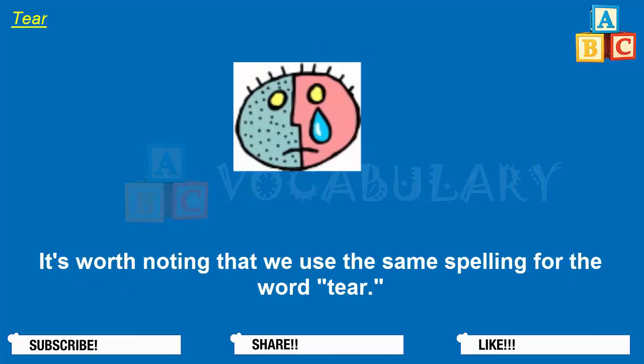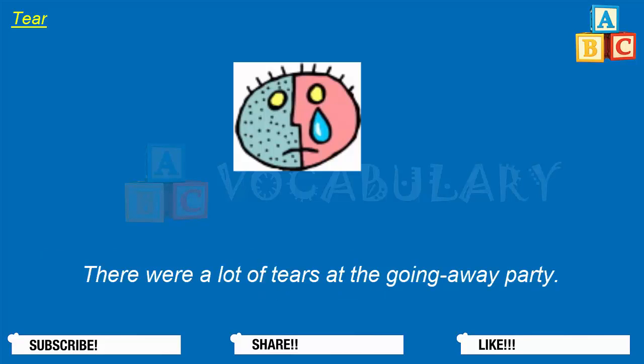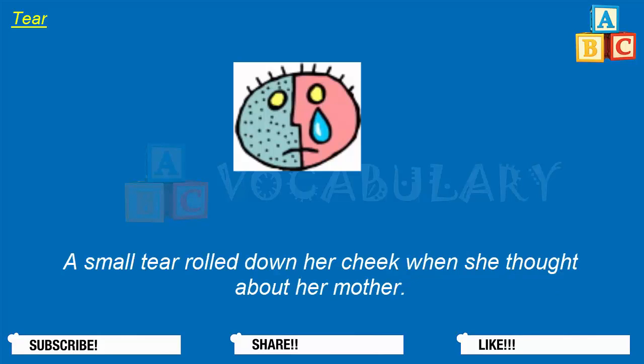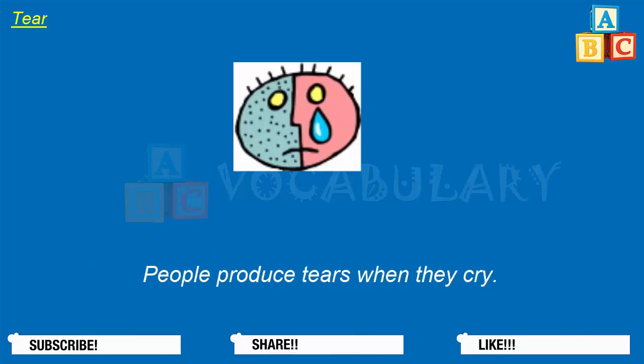It's worth noting that we use the same spelling for the word tear. There were a lot of tears at the going away party. A small tear rolled down her cheek when she thought about her mother. People produce tears when they cry.